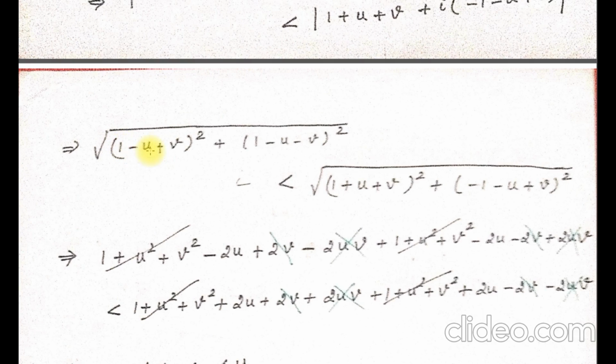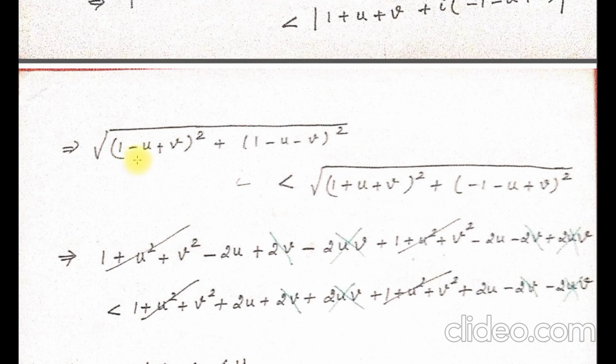Minus 2u. Then 1 into v is v into 2, so 2v, and minus u into v is minus uv. With that I am again going to multiply 2, minus 2uv. So this is the expansion of this one. See, again I am telling you, square all the terms: 1 square plus u square plus v square.